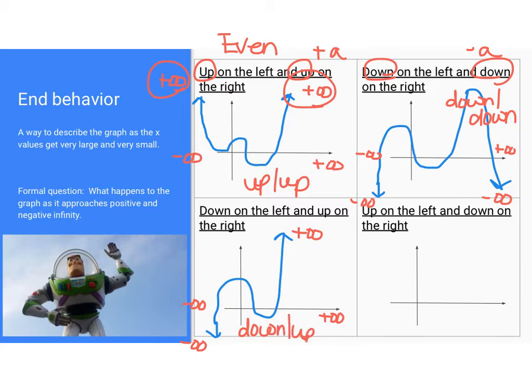Our last situation is up on the left and down on the right. Again, we're going to start up here, do something, and then end up down on the right. As we look at this graph to analyze it, as x approaches negative infinity, the y is approaching positive infinity. As x approaches positive infinity, the y is approaching negative infinity. That's how we get up, down.